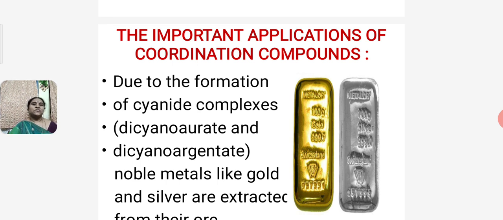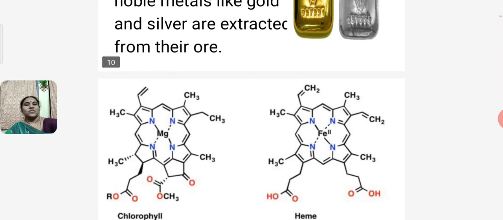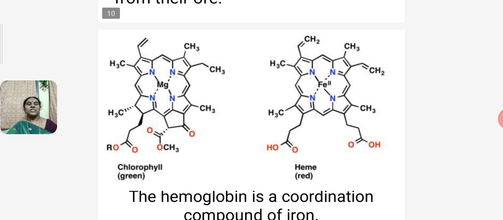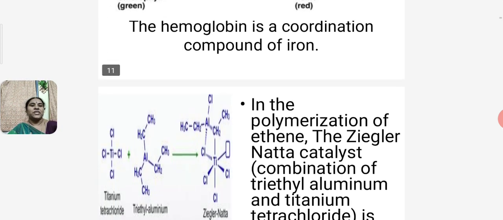Due to the formation of cyanide complexes, we are able to extract gold and silver from their ores. And you know the importance of hemoglobin and chlorophyll. These are biological pigments. Chlorophyll is present in plants and is responsible for photosynthesis. And hemoglobin is the pigment present in red blood cells and is involved in transport of oxygen and carbon dioxide in the body.